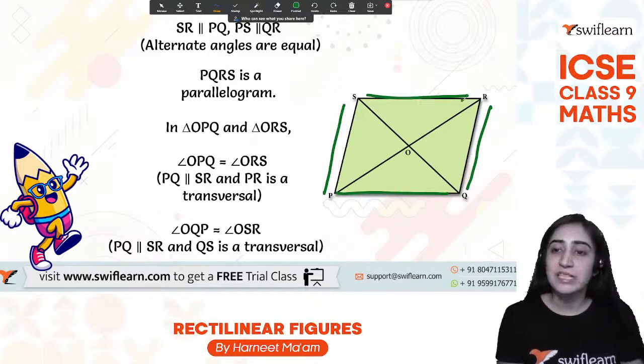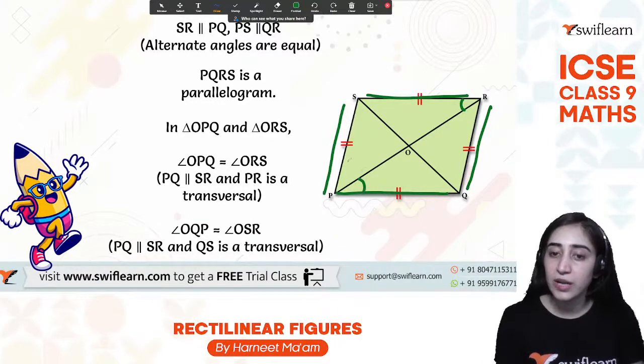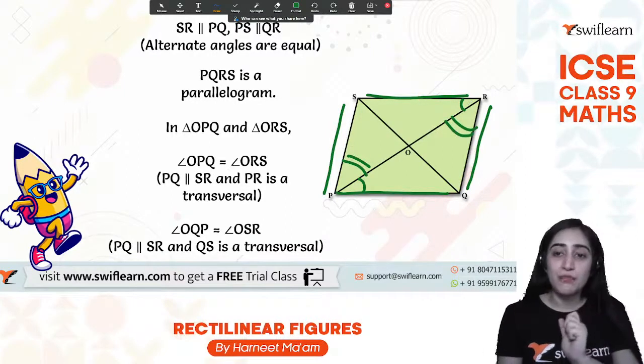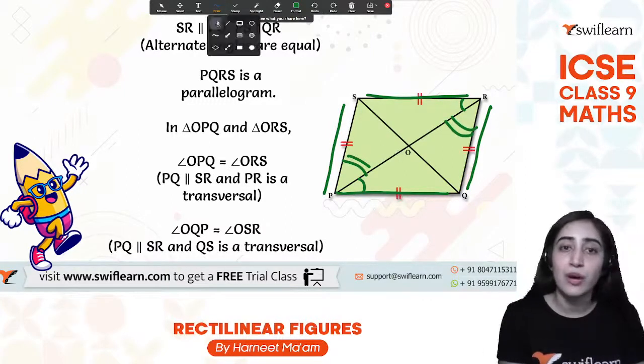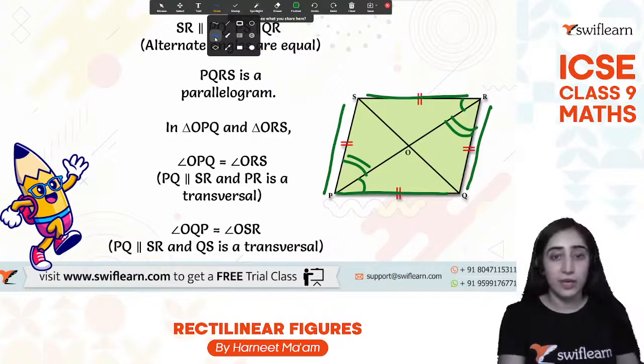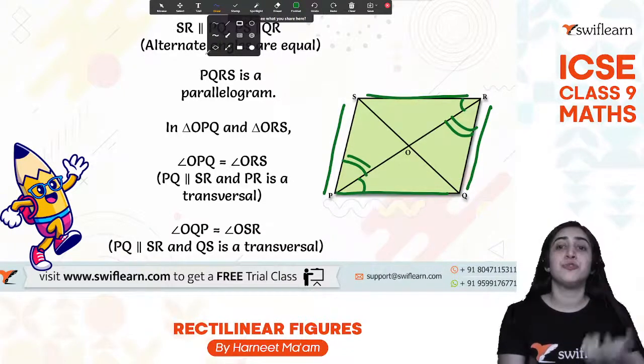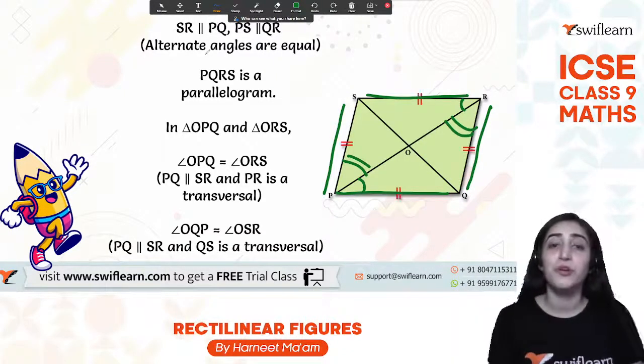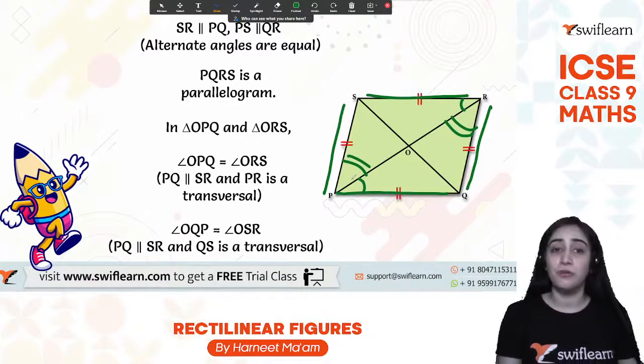In that case, that means I should have this angle equal to this one and this angle should be equal to this one so that I can show it's parallel. So when I have to do something like this, I have to prove that they are congruent. Whenever we have to prove that they are equal, we have to follow the category of congruency. That's what we have done.